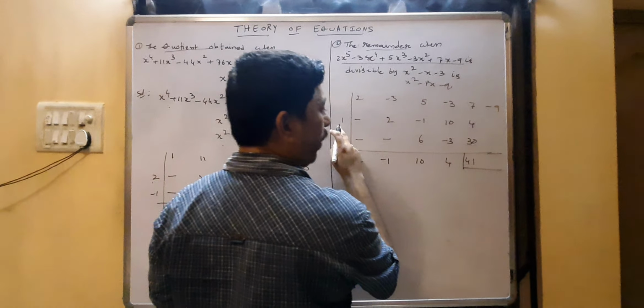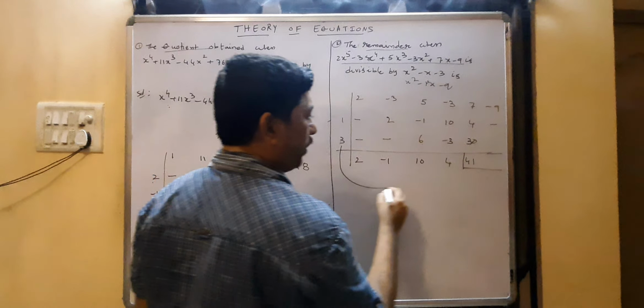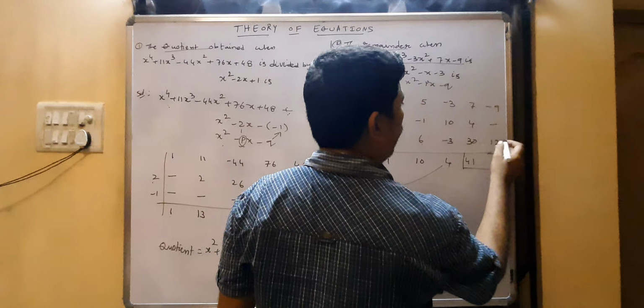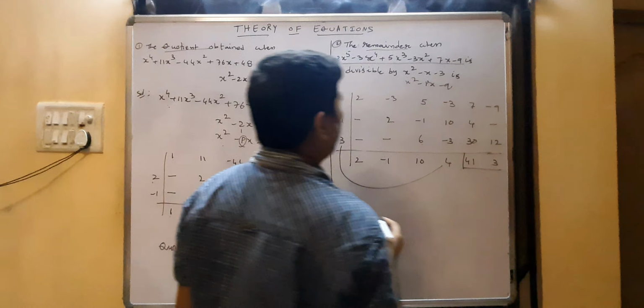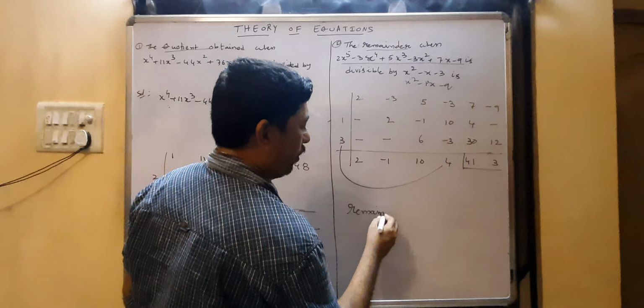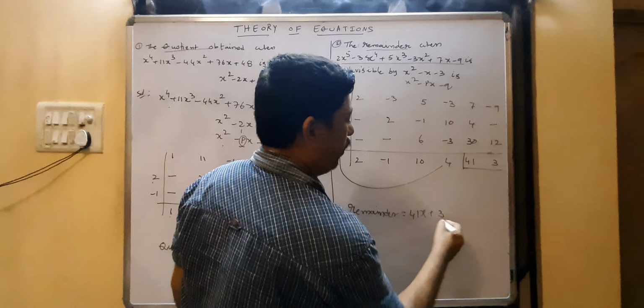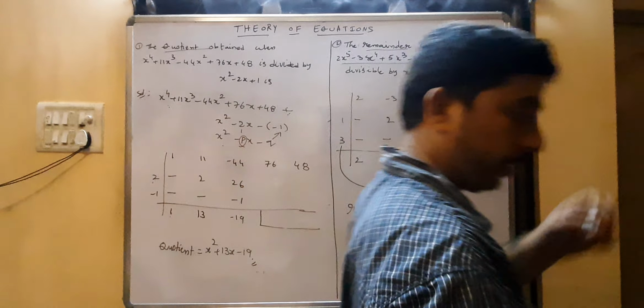Now don't multiply 1 into 41. You can allot 0 here. Now you can multiply 3 into 4, 12. 12 minus 9 is 3. So the remainder is equal to 41x plus 3. That is the answer. Copy that.